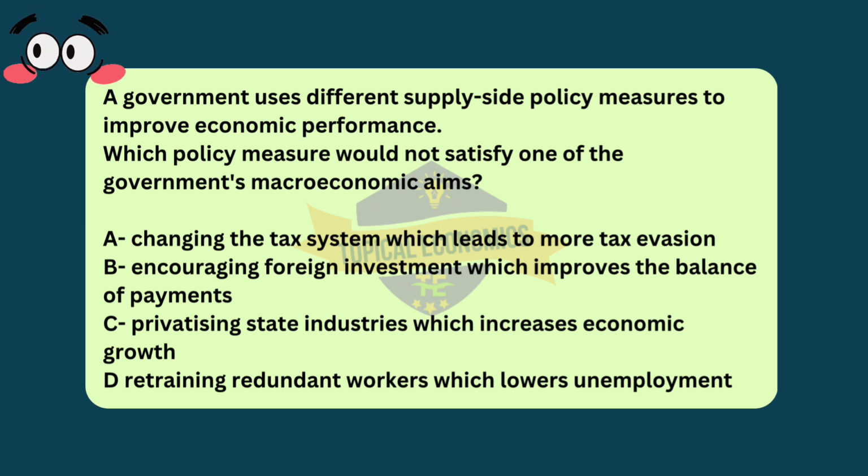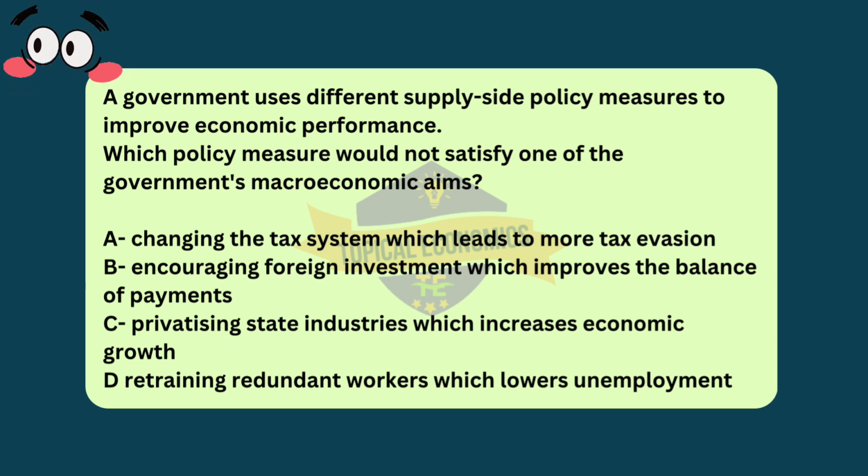A government uses different supply-side policy measures to improve economic performance. Which policy measure would not satisfy one of the government's macroeconomic aims? A. Changing the tax system, which leads to more tax evasion. B. Encouraging foreign investment, which improves the balance of payments. C. Privatizing state industries, which increases economic growth. D. Retraining redundant workers, which lowers unemployment. Reference, 2022 May-June version 1.